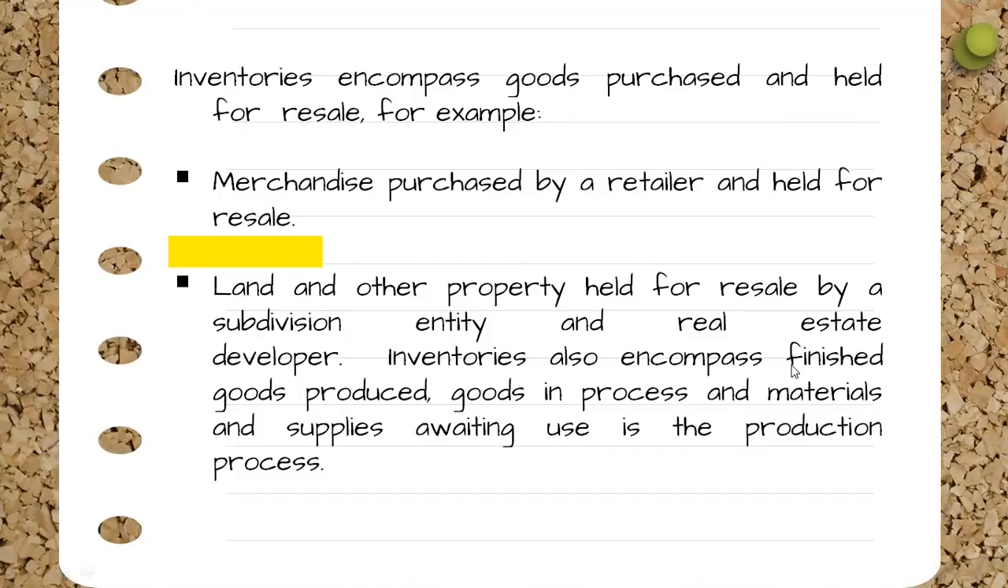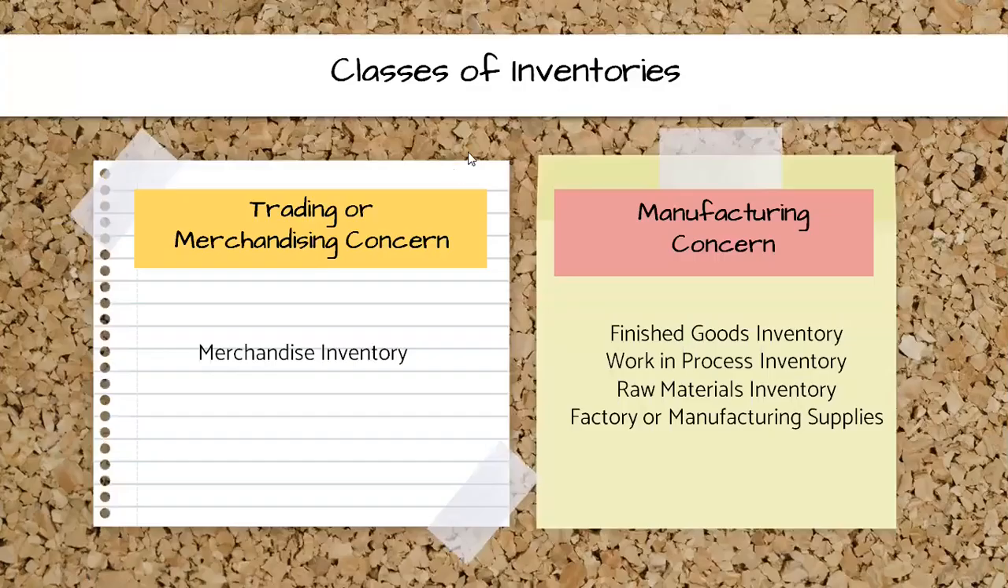Inventories also encompass finished goods produced, goods in process, and materials and supplies awaiting use in the production process. That is in the case of a manufacturing concern. So we have here classes of inventories. First is for a trading or merchandising concern. I know you are very familiar with this already because this was discussed in your basic accounting, ACC 111.